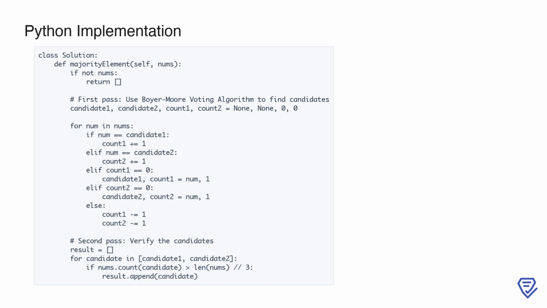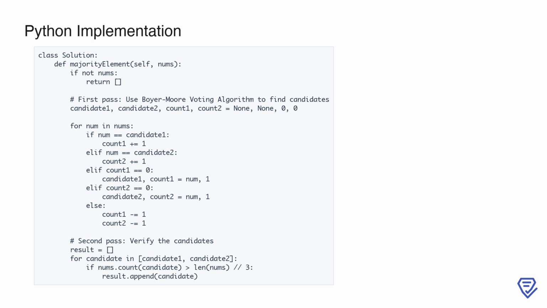Here, we are implementing the Boyer-Moore voting algorithm to solve the majority element 2 problem. The goal is to find all elements in the input list, nums, that appear more than n/3 times, where n is the length of the list. First, we check if the input list is empty. If it is, we immediately return an empty list since there are no elements to process. Next, we initialize 2 candidates, candidate 1 and candidate 2, along with their respective counters, count 1 and count 2, all starting at either none or 0.